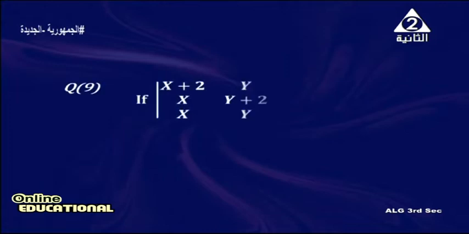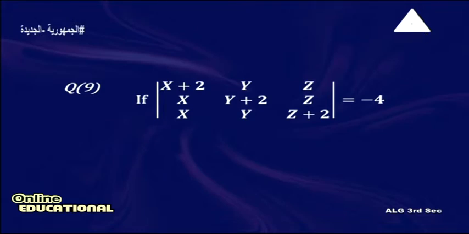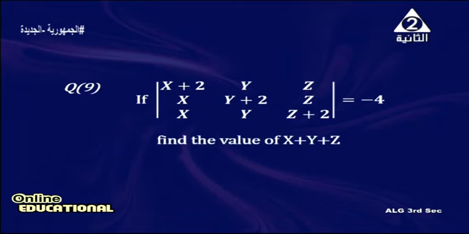Now we move to an important example. If we have a determinant: first row x plus 2, y, z; second row x, y plus 2, z; third row x, y, z plus 2, equals negative 4. This is the value of the determinant. Find the value of x plus y plus z. This example is very important. If we have a determinant with value negative 4, look at this.